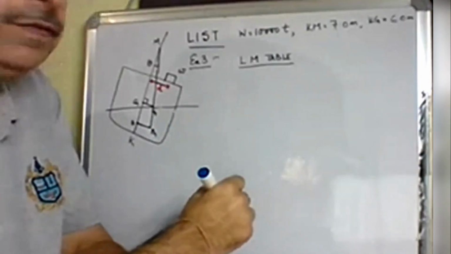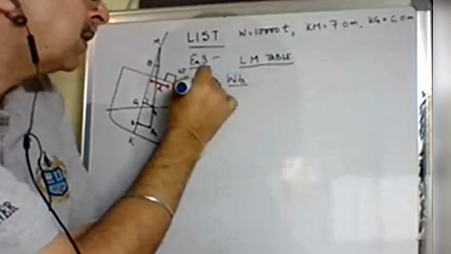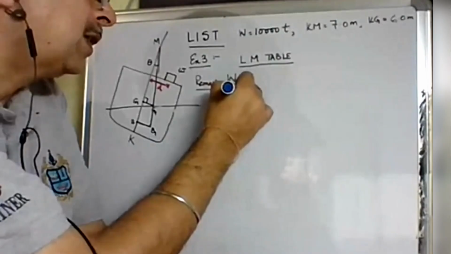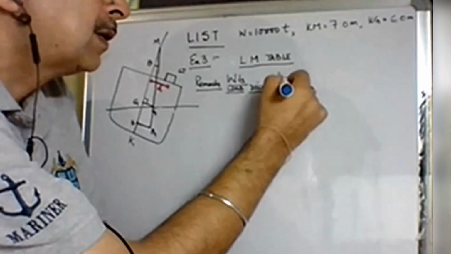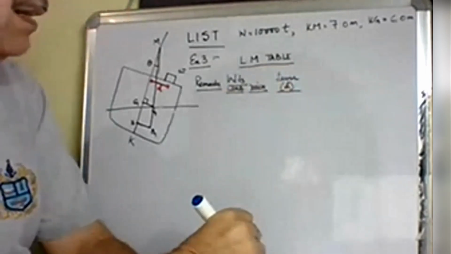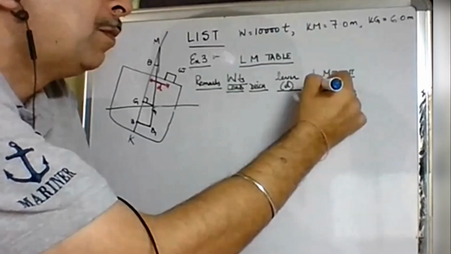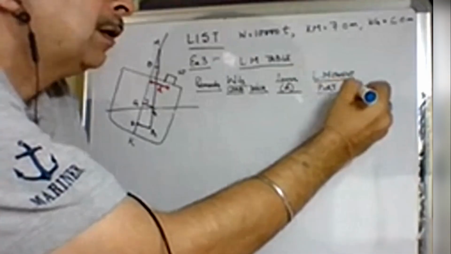So first one is weights. Before that is remarks. Then under weights, load and discharge. Then lever is D, which is the distance from center line. Then we have LM, listing moment, port, listing moment, starboard.